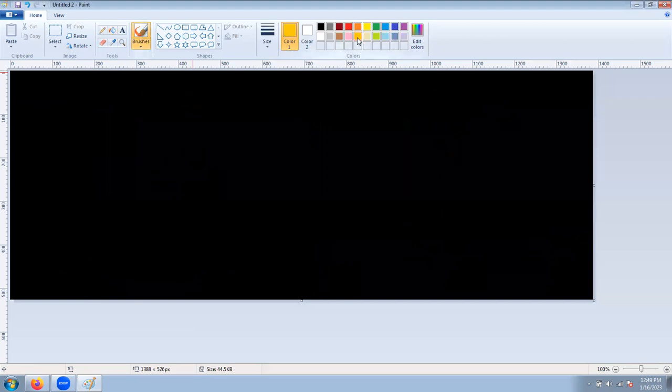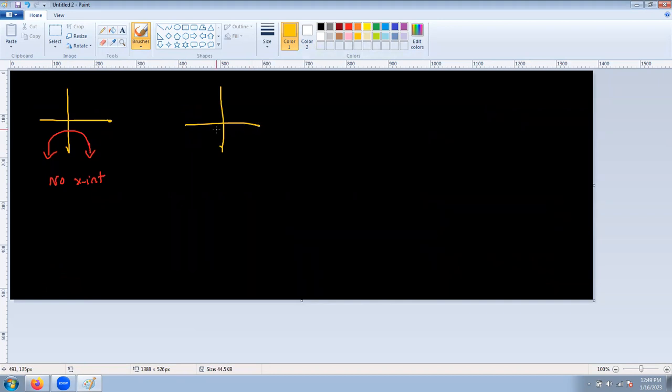Okay, let's talk about some other stuff. Okay, so let's see here. What if I did something like this? What if I had some graph that was kind of down here like this? Well, there's no x-intercept. Okay. And what if I did something like this? So there's no y-intercept.